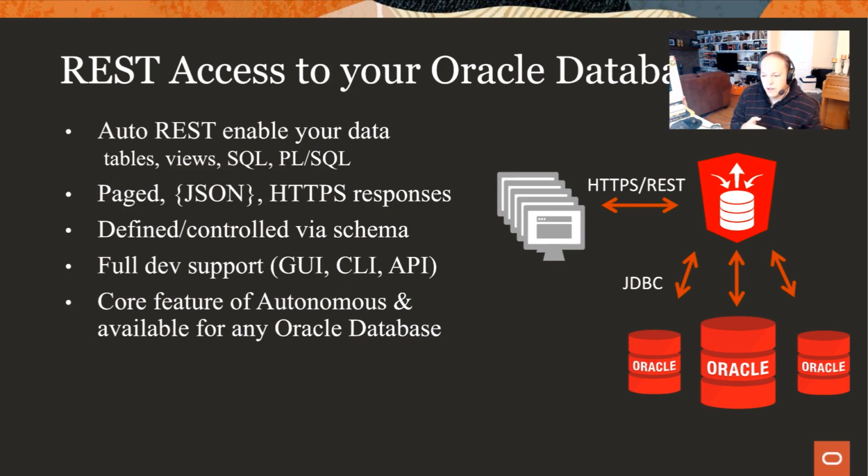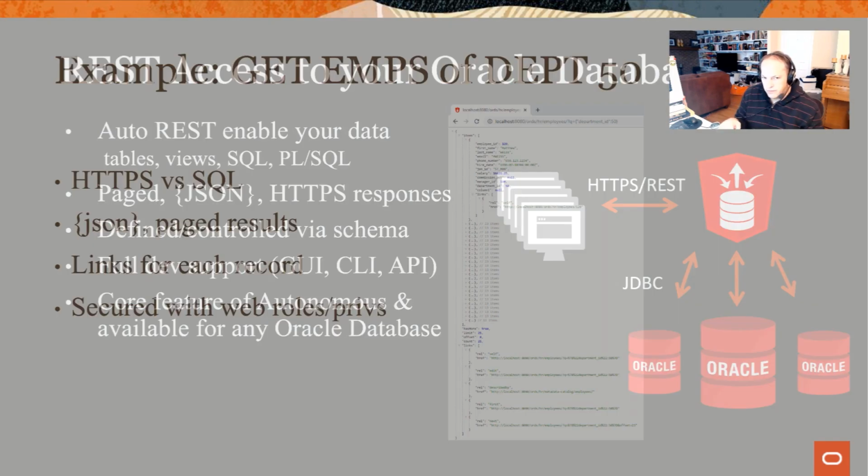ORDS is a core feature of Oracle Autonomous, so any Autonomous Database that spins up is going to have ORDS there. It's going to make SQL Developer Web available, it's going to make Application Express available, and it's going to allow you to publish RESTful web services for your autonomous instances, but you can also run ORDS anywhere you'd like for any Oracle database on-prem or in OCI.